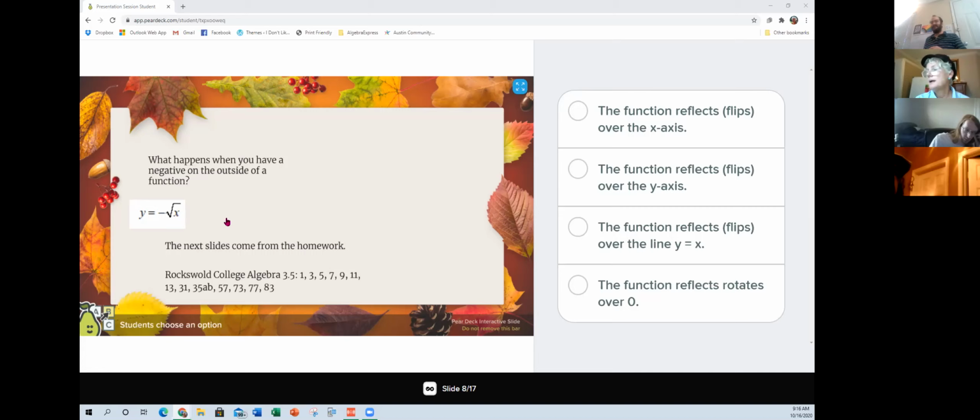All right, so the next slides come straight from the homework. So we're going to be doing the homework by using these slides. And hopefully you can get on to Pear Deck if you're not on. The password is in the comments.